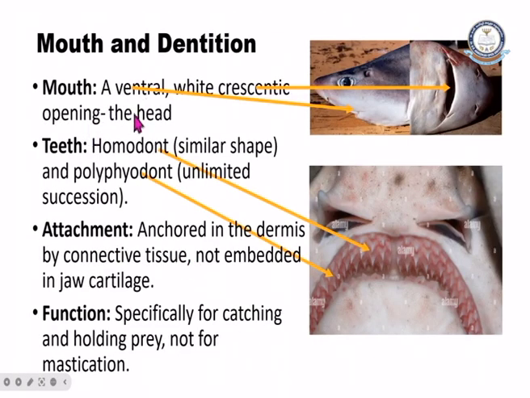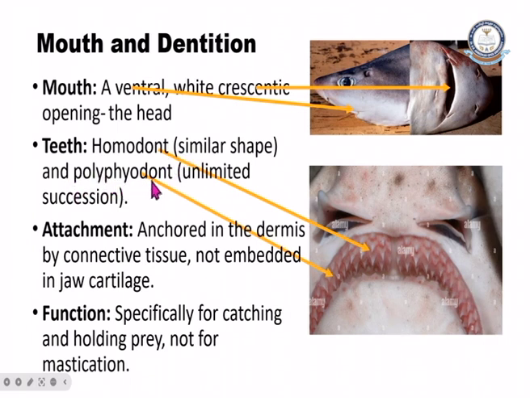Coming to the mouth and dentition, the mouth is ventral in position. If we see the shape of the fish, this is the dorsal side and this is the ventral side. In the ventral side the mouth is present, the mouth is crescent shape. Here in this picture you can see the shape of the mouth, this is the half moon shaped mouth. Teeth are homodont, that means they all are similar, equal in size, and also similar in shape. We can view this in the picture.